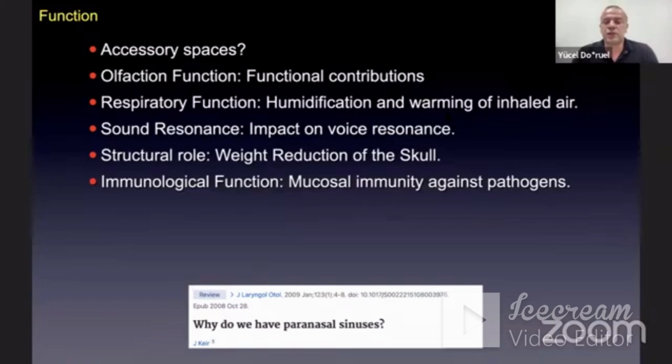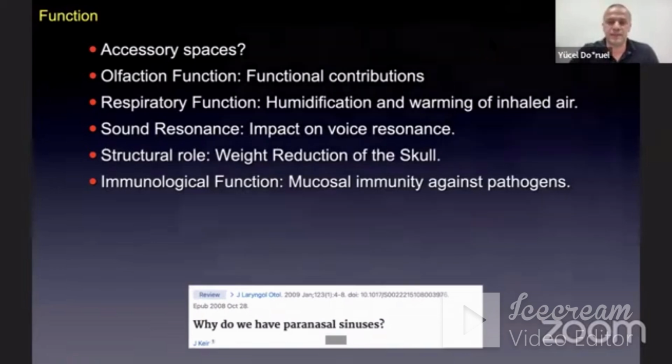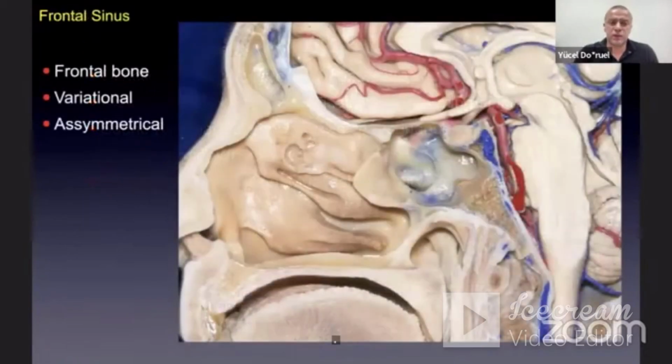Also, their structural role is reducing the weight of the skull. And they have an immunological function, as they are all covered by mucosa, providing mucosal immunity against pathogens. So I will start with the frontal sinus.